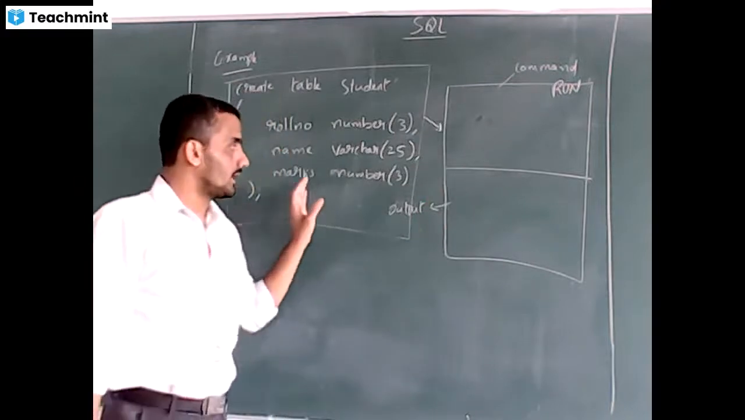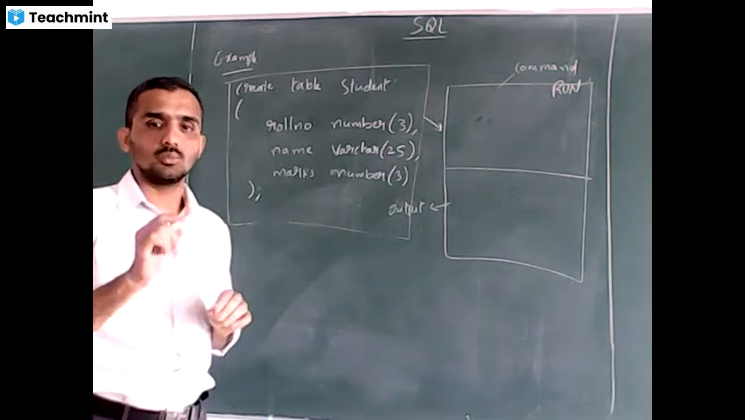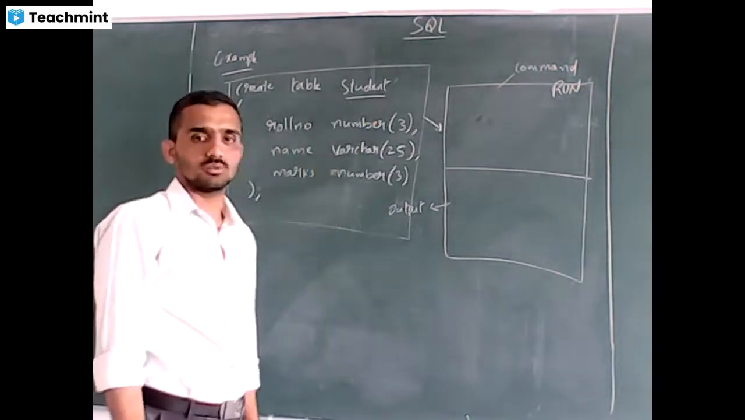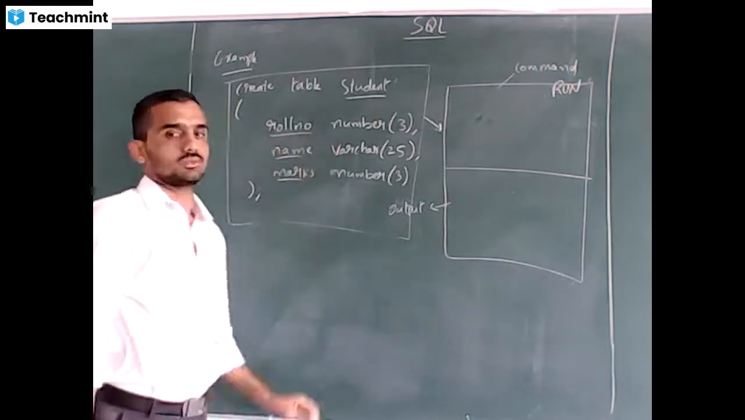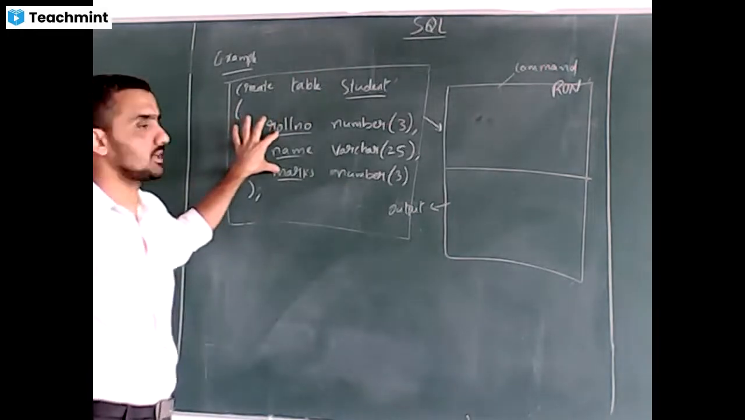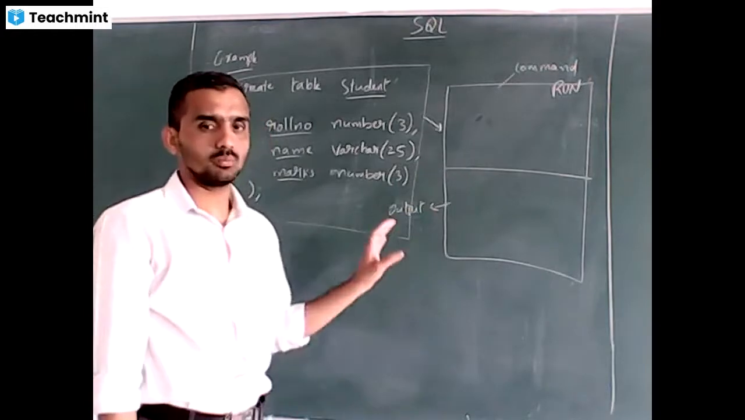Actually, after this command is executed, one table should be created, one table by the name student. These are the column headings of the table. Student is the table name. But in the output it is not displayed. Remember, in the output it is not displayed.